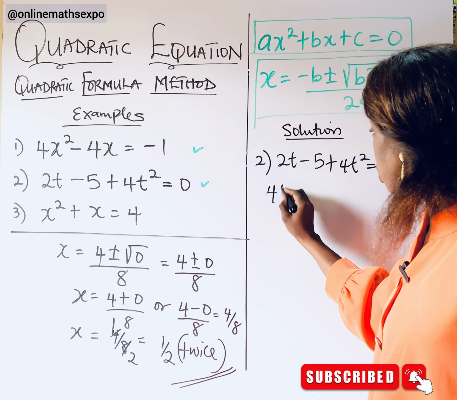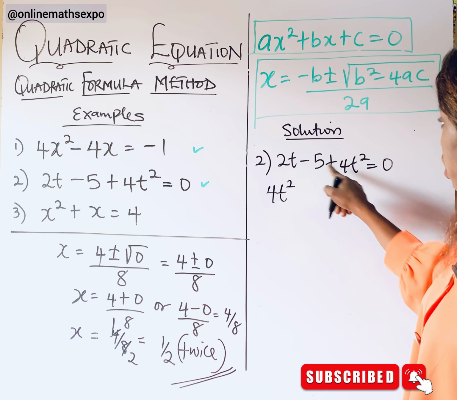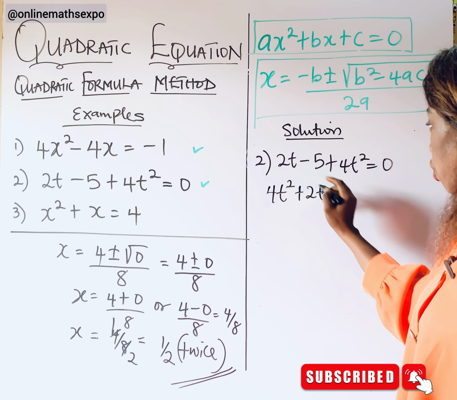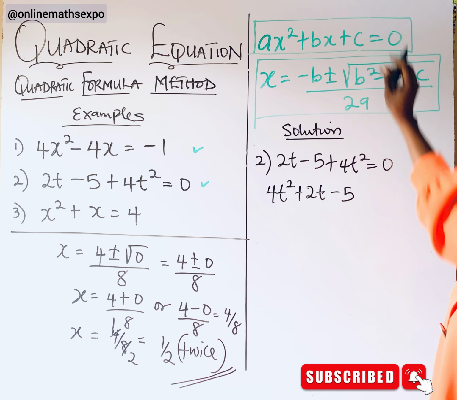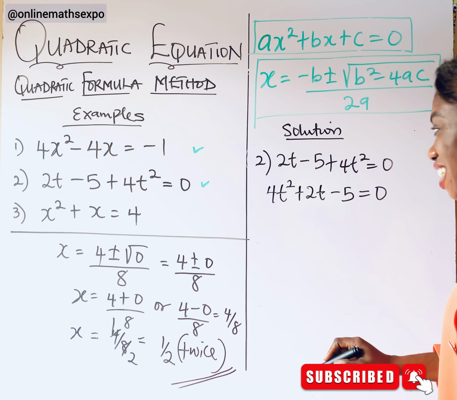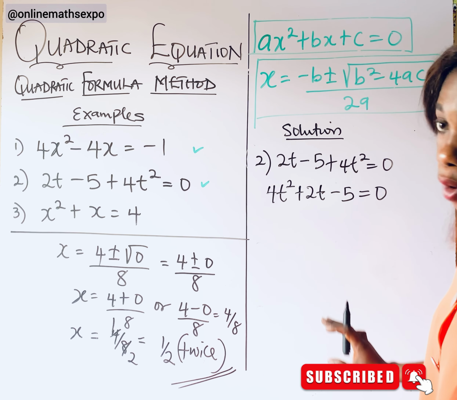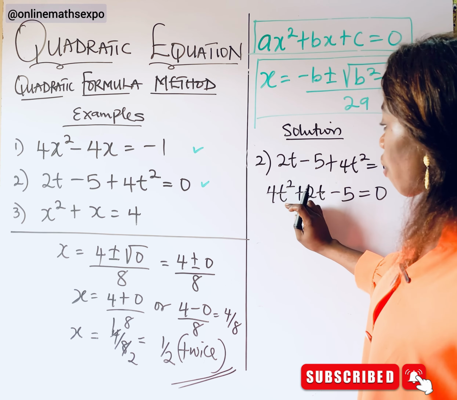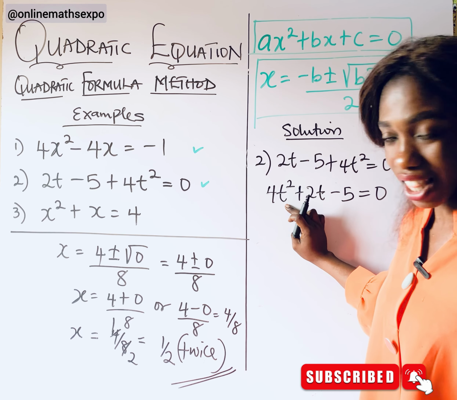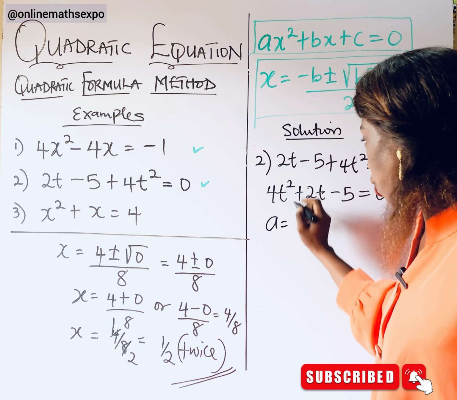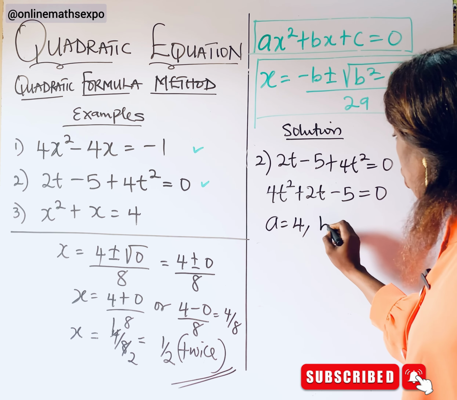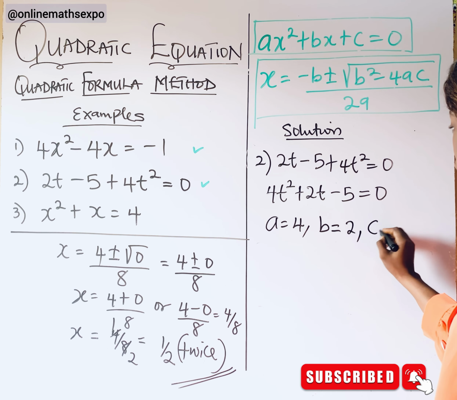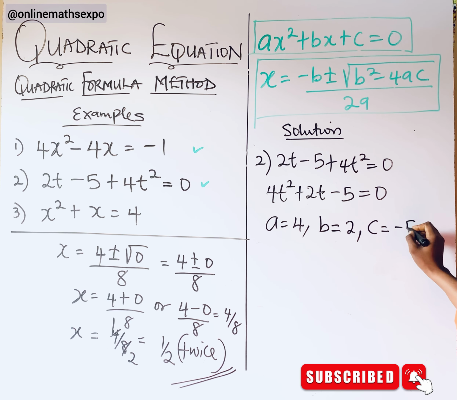So we're going to have 4t squared, followed by the one that has t, plus 2t, then followed by the constant, in this general form, and everything is equal to 0. Did you see that? So what do you do now? Let's identify our a, b, and c. Your a is, as we said, the coefficient of x squared. Here we are using t squared, but it doesn't change anything. Your a will still remain the coefficient of t squared, which is 4. Then your b will be the coefficient of t, which is 2. And your c is your constant, which is -5.